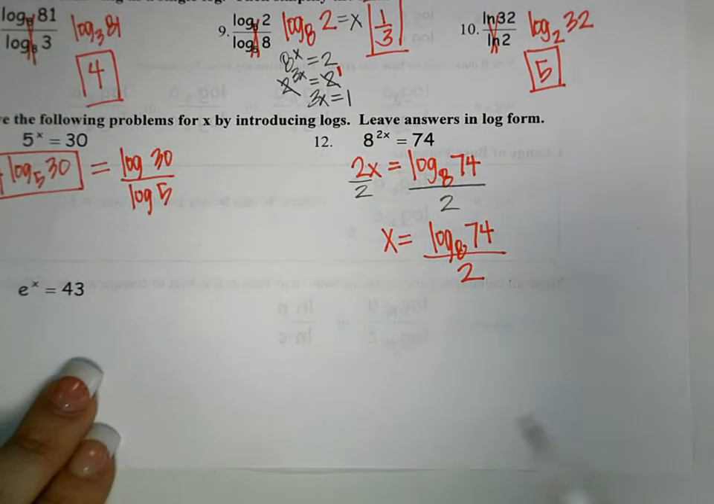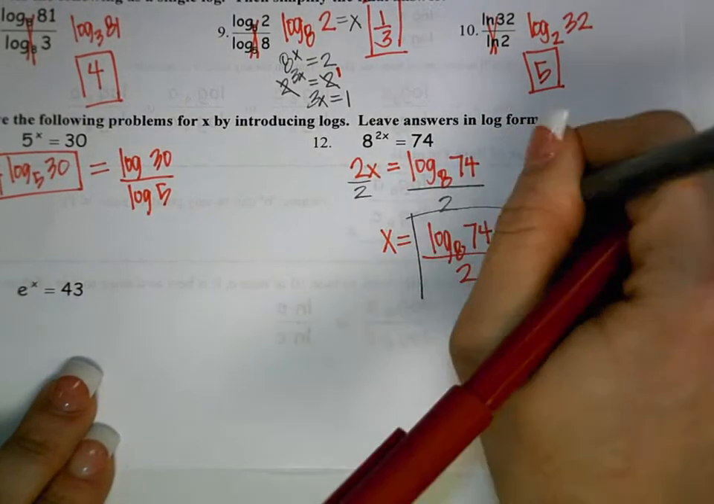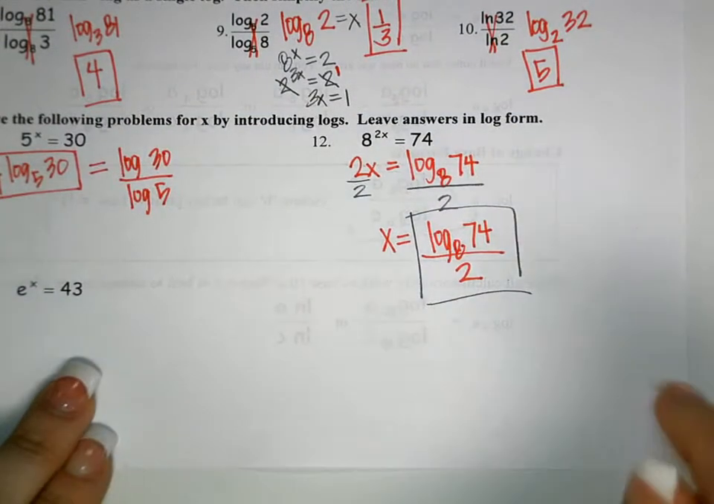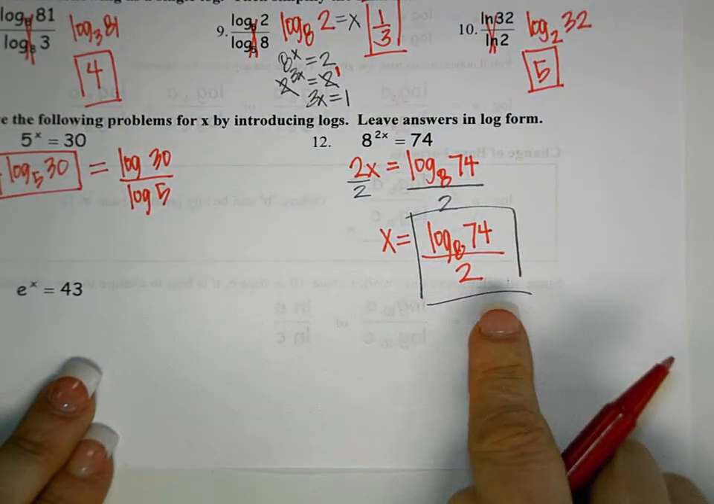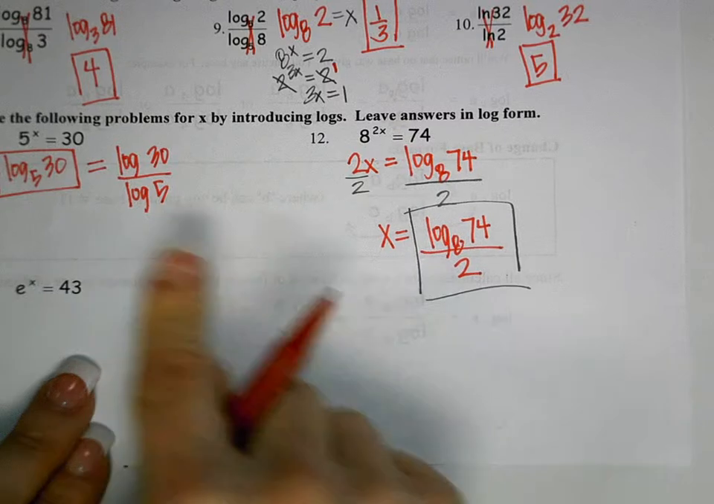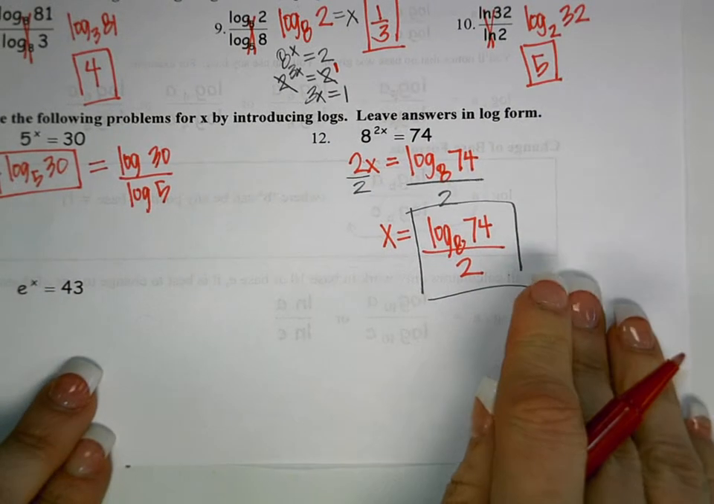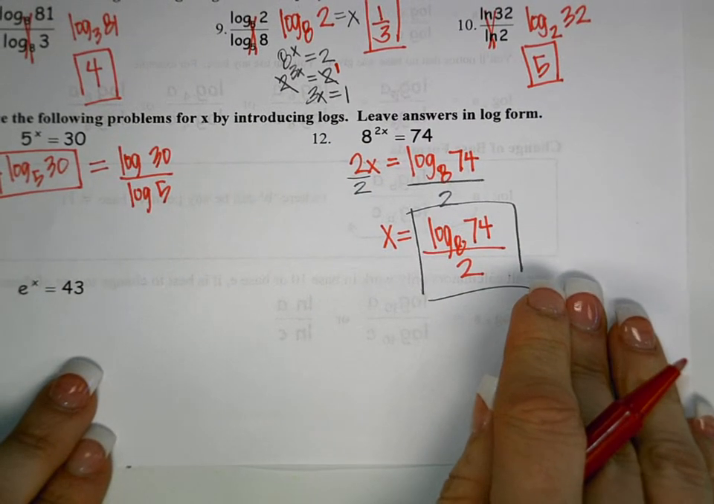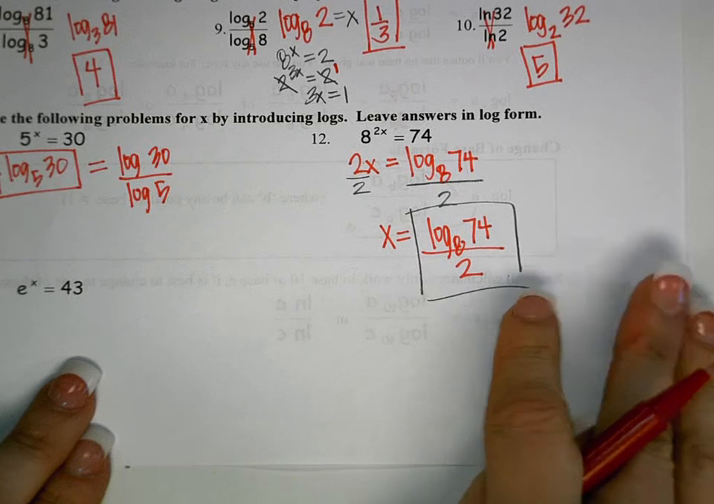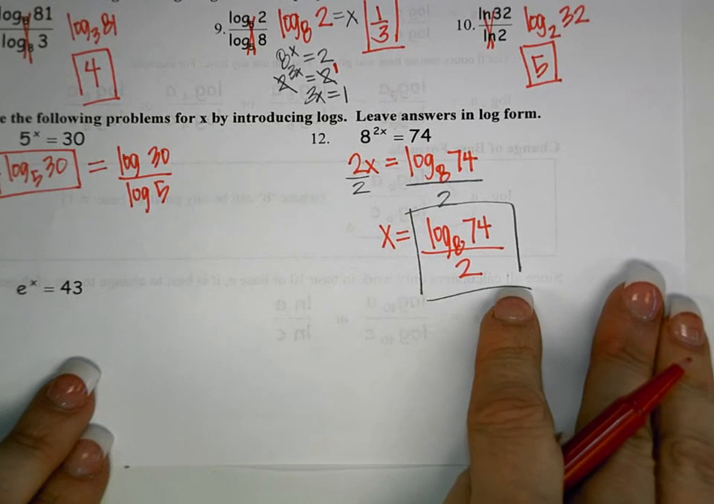I don't want an exact perfect answer. It says leave in log form. You do not have to write x equals, although it did say solve for x. But if you don't put x equals, whatever, I don't care. Sometimes the exponent is like x plus 2. We're going to get to that right now.